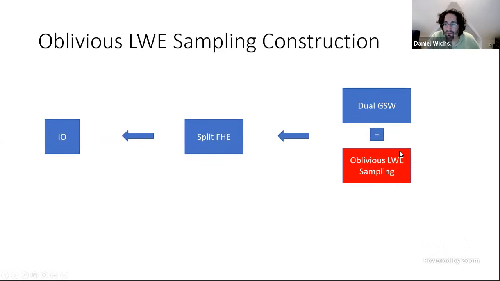So we have this theorem that oblivious LWE sampling and the dual GSW scheme give you split FHE, which then gives you IO. So all we need to do to get to IO is to instantiate oblivious LWE sampling. And the way we do this is that we're going to use the dual GSW scheme itself as a tool for getting oblivious LWE sampling. So we use dual GSW in two different ways. One, to combine it with oblivious LWE sampling to get split FHE, but also to instantiate oblivious LWE sampling. We're just going to do it by using this dual GSW scheme plus some pseudo-random function.